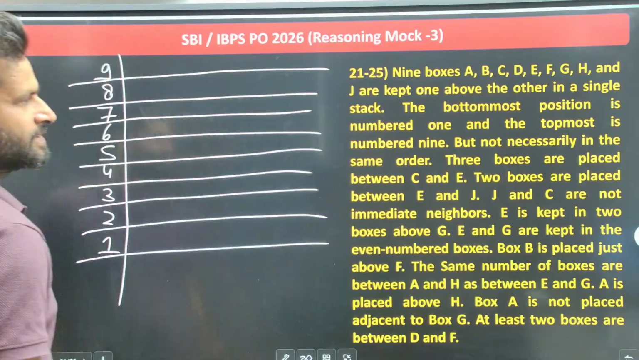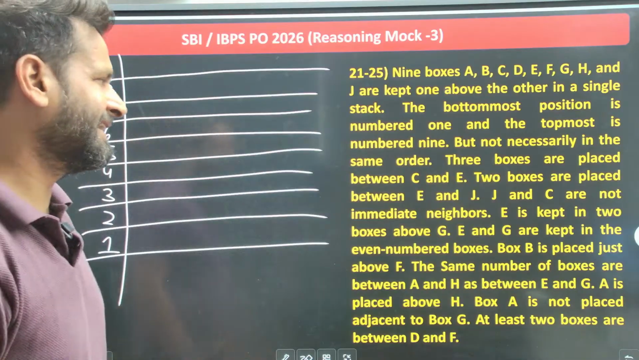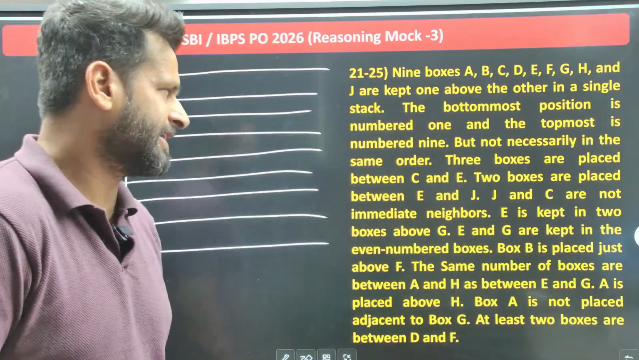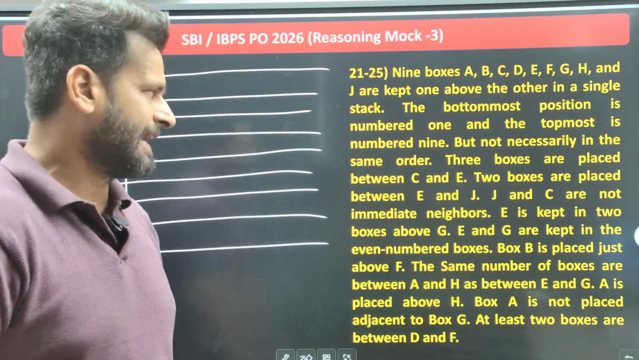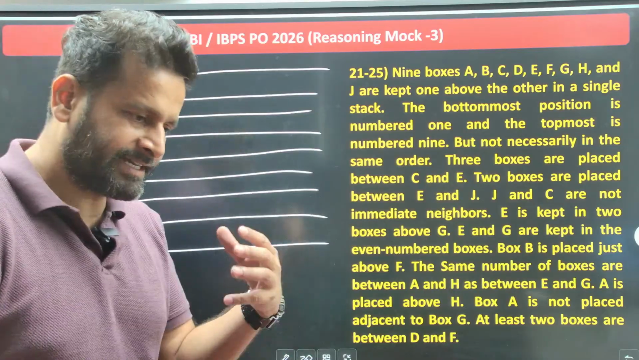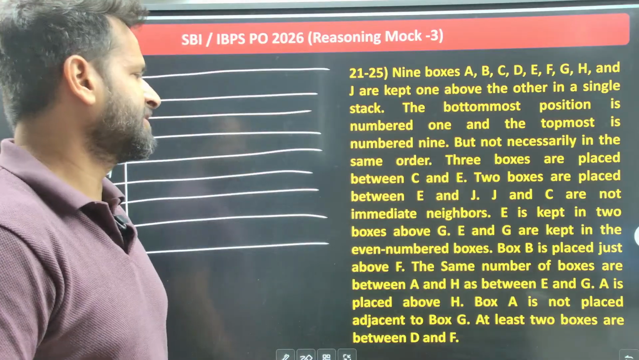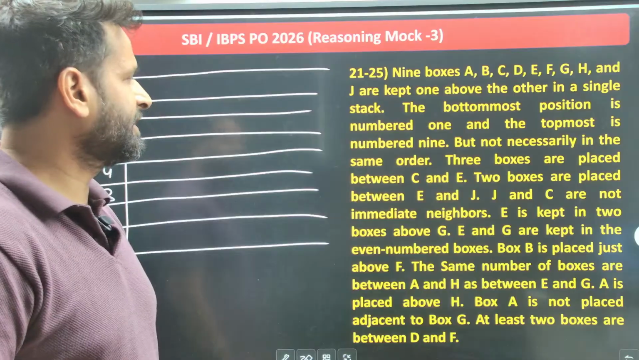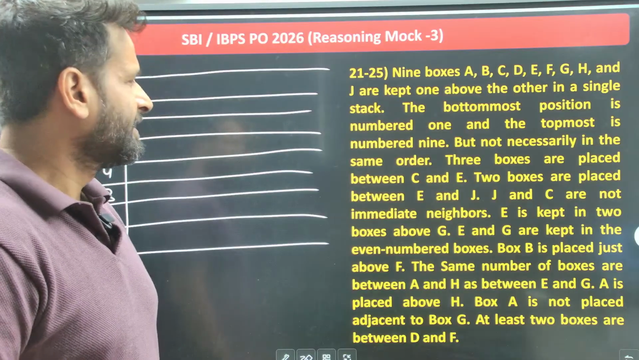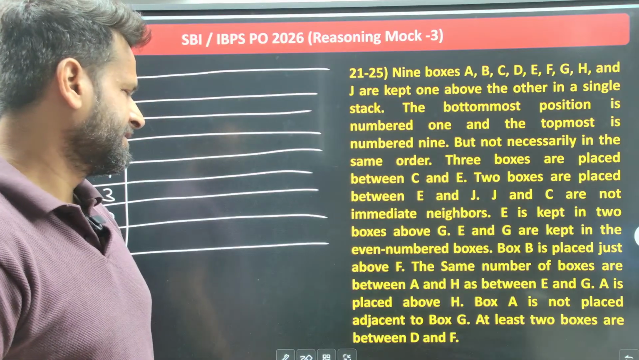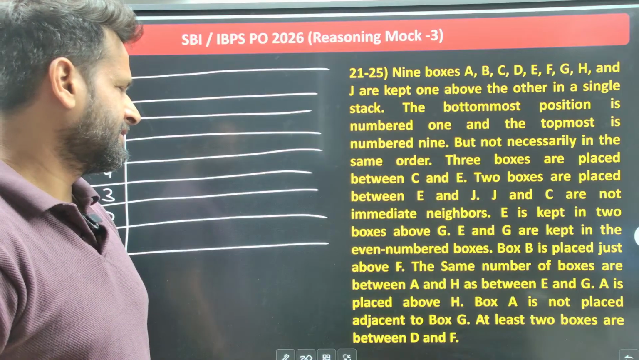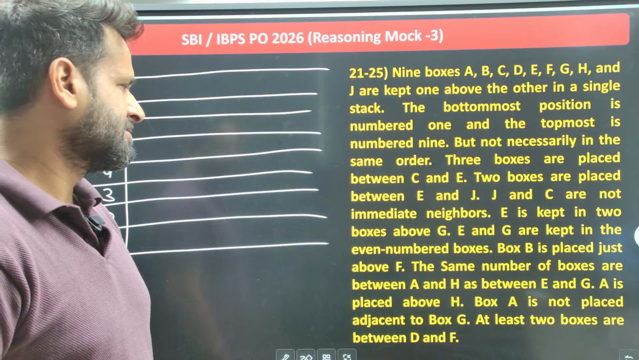Alright. 3 boxes between C and D, 2 boxes between E and J. Let us first find any of the confirm or connected information. E is kept 2 boxes above G. E and G are kept in the even number. E above G. 3 between C and E.